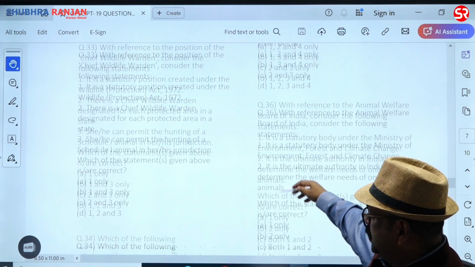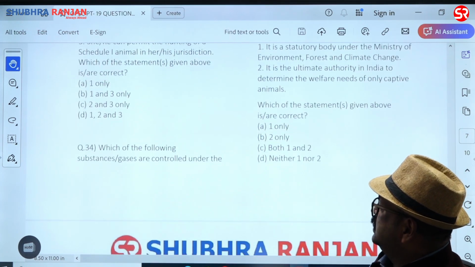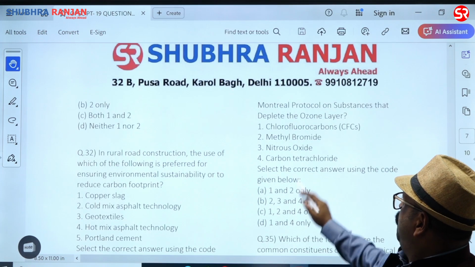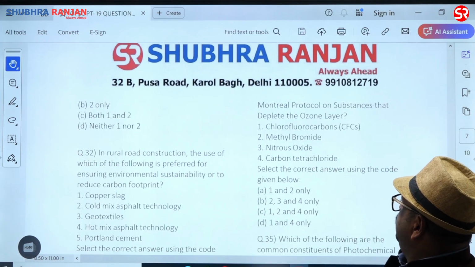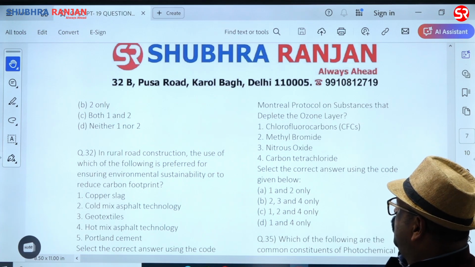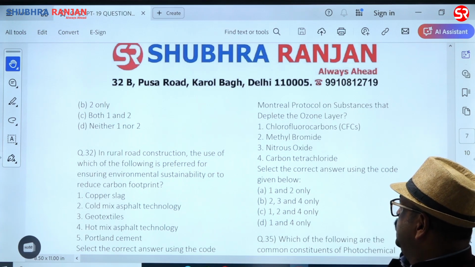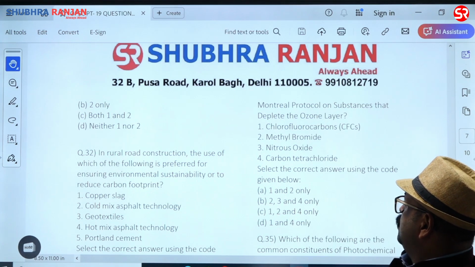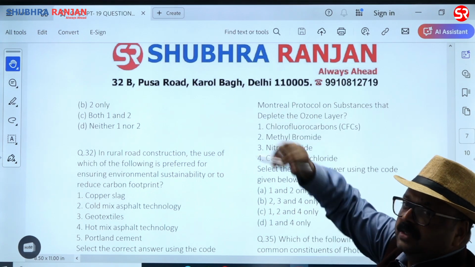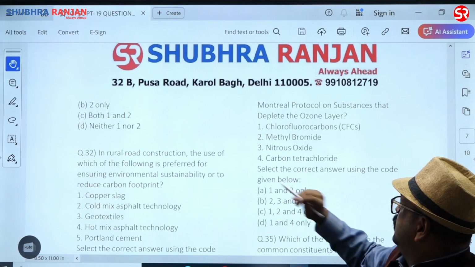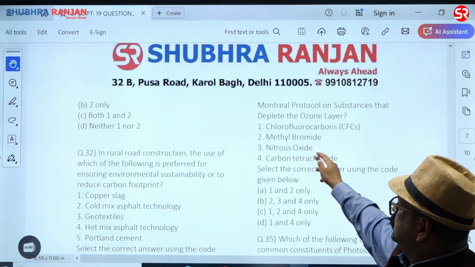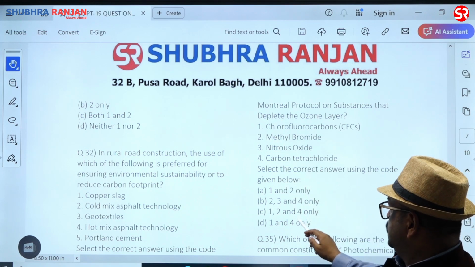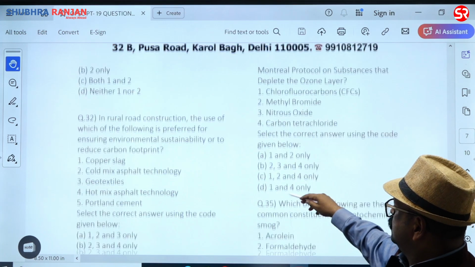33, beta. 34. Which of the following substances and gases are controlled under the Montreal Protocol on substances that deplete the ozone layer? Chlorofluorocarbon, methyl bromide, yes. Nitrous oxide was not part of the Montreal Protocol; it is regulated as a greenhouse gas emission. Carbon tetrachloride also causes ozone depletion. So 1, 2 and 4 are the right answer. So option C is going to be the right answer.